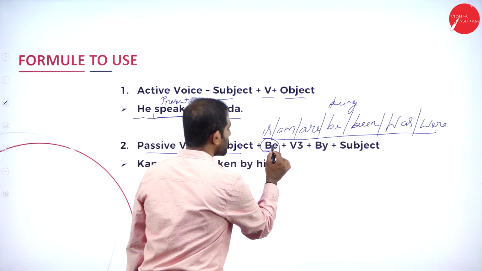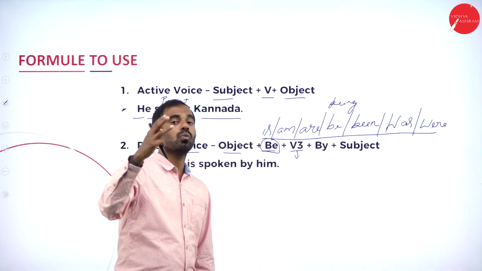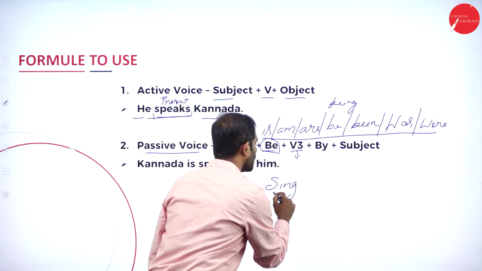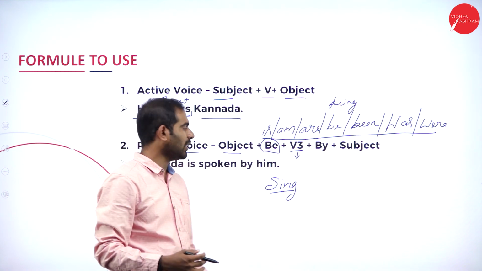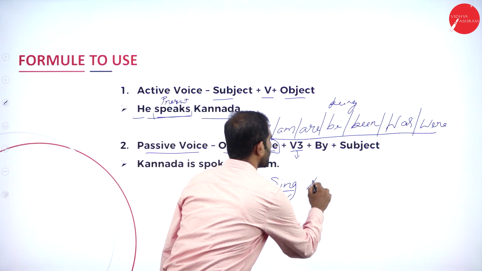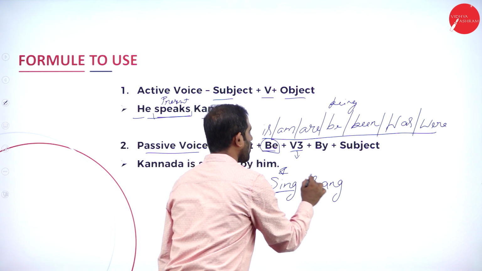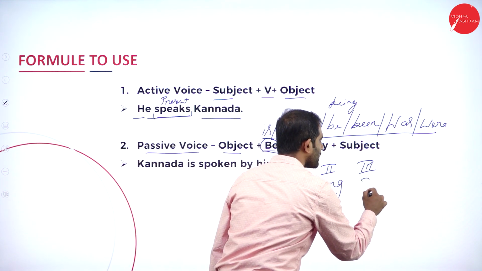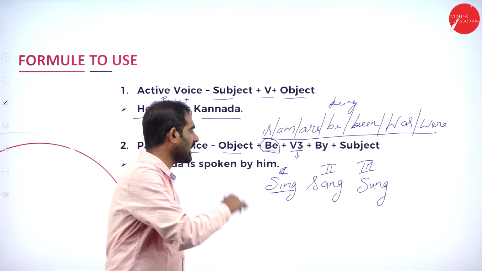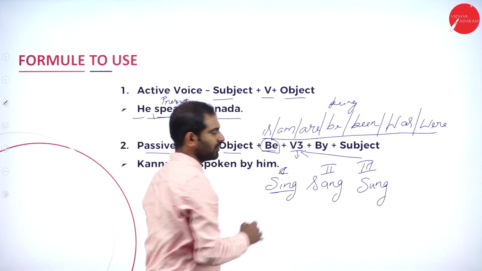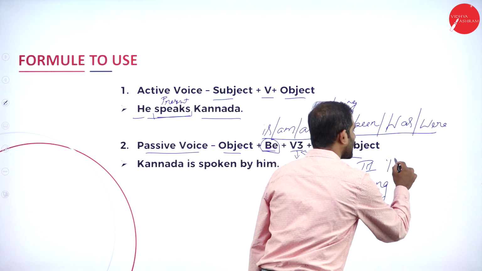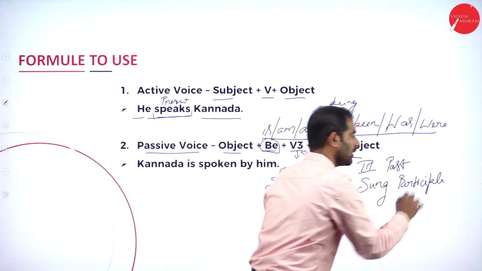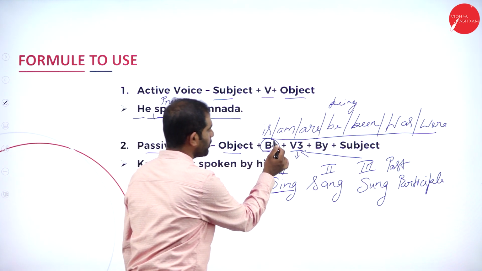Let me tell you, object plus be form plus V3. What is this V3? It is called verb 3 or third form of verb. Let me give you an example. Let us take the verb sing. What is the second form of verb here? It is sang. Sing is the first form or base form. Second form is past tense, sang. And third form is past participle, which is sung. Sing, sang, and sung. So we call it V3, the third form of verb, or past participle. That is how you are going to remember this. Object plus be plus V3 plus by.